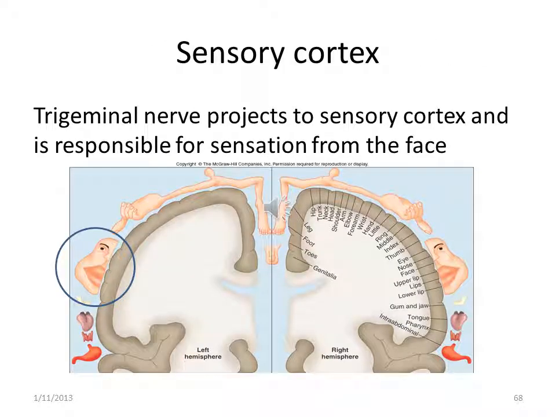This slide shows the sensory homunculus, and I've put a blue circle around the part of the primary sensory cortex that's responsible for perception of sensation from the face. As you can see, this occupies a large area of space on our primary sensory cortex.